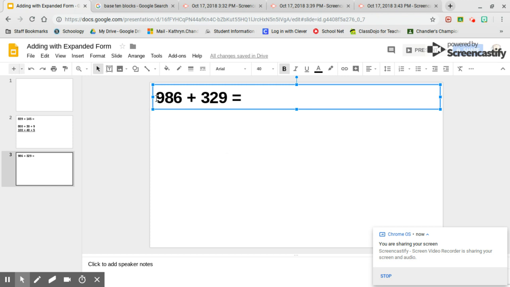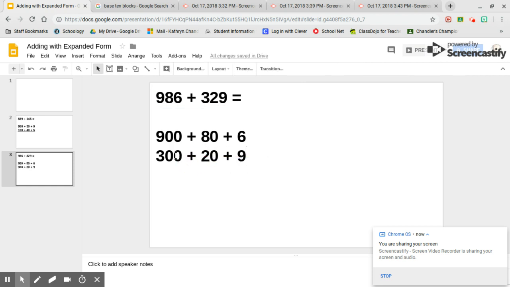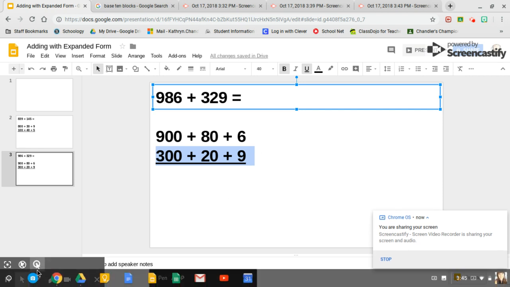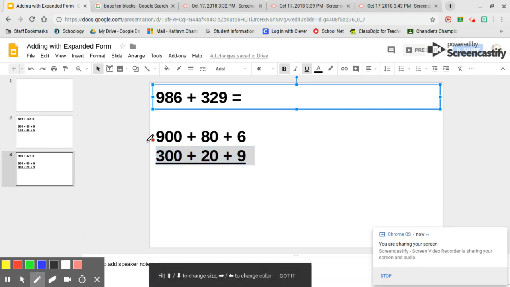Because already knowing a 900 plus a 300, I can already tell that this number is going to go past the hundreds place. It's going to go to the thousands place. But we're going to practice putting this in expanded form and then adding it. So I have 900 plus 80 plus 6, and then I have 300 plus 20 plus 9. And we're going to be adding these together. They are in the expanded form now, and we will be adding them back together to the standard form.